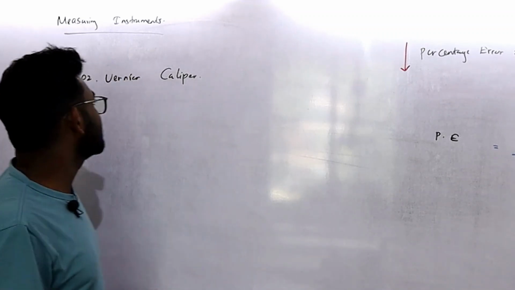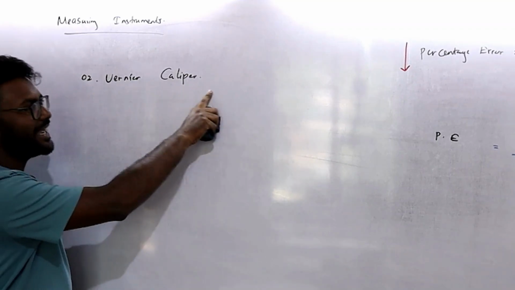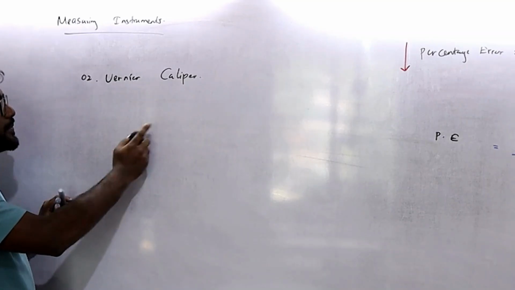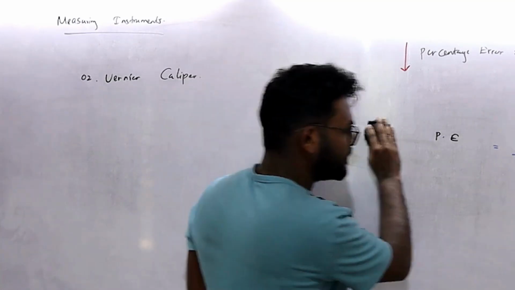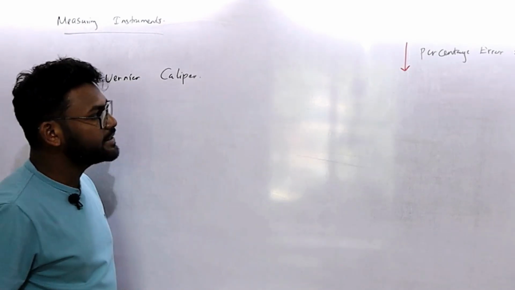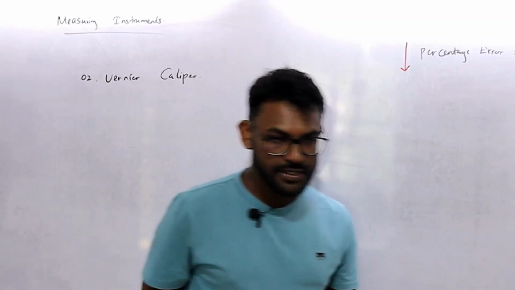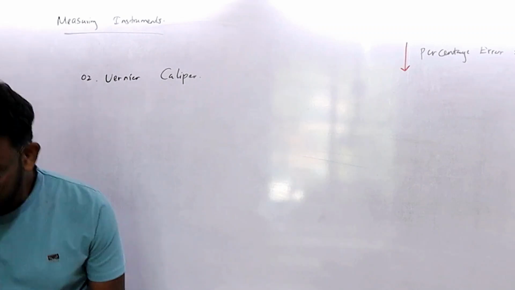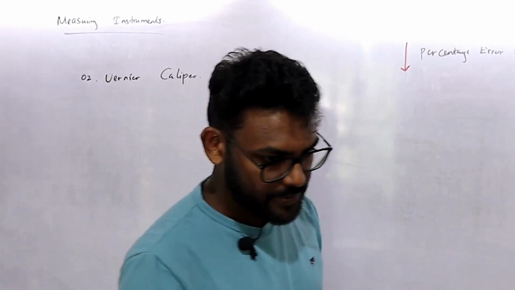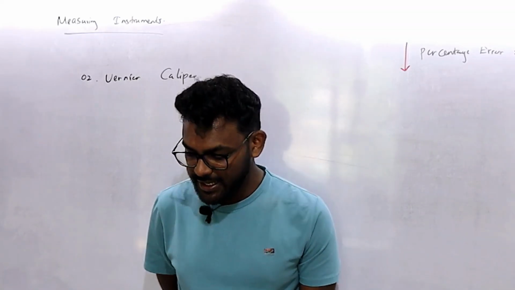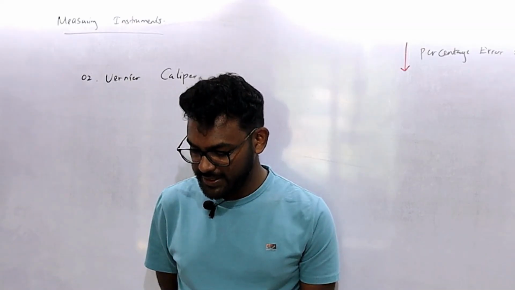All right, great. So before we discuss the vernier caliper, we need to learn about what this vernier thing is. We first write vernier caliper. This is used to measure smaller length measurements with a higher accuracy.